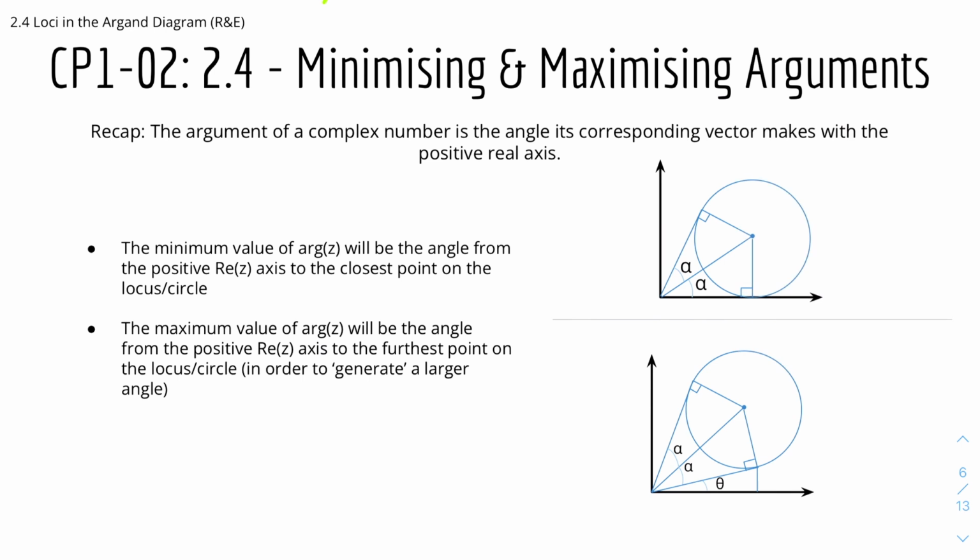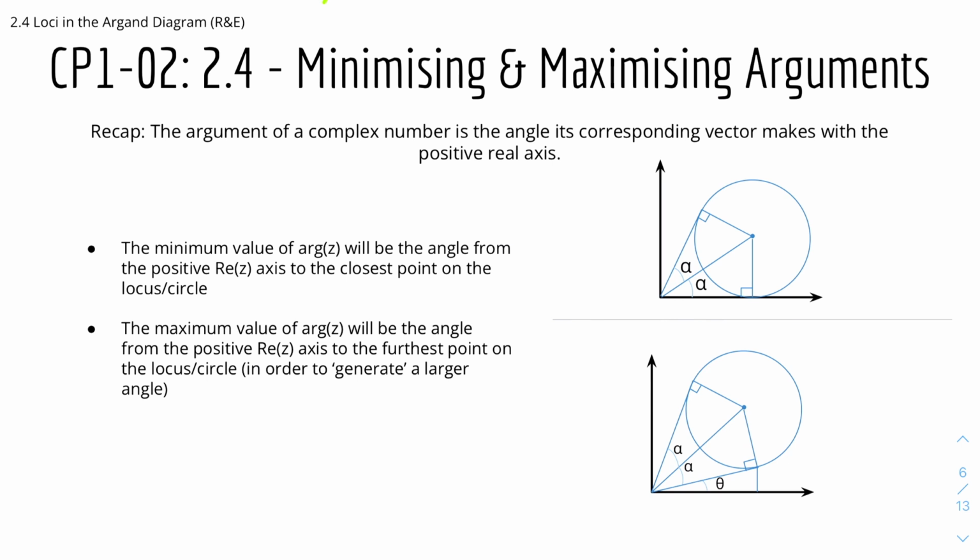And here we have minimizing and maximizing arguments. So here's a recap. The argument of a complex number is the angle its corresponding vector makes with the positive real axis. So here we have two diagrams and some notes. The minimum value of arg z, the argument of z, will be the angle from the positive real axis to the closest point on the locus or the circle. And the maximum value of arg z will be the angle from the positive real axis to the furthest point on the locus or the circle, in order to generate a larger angle.